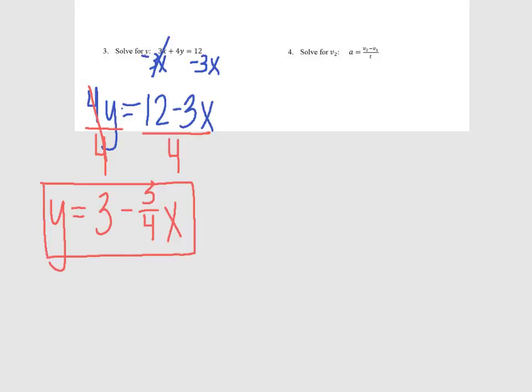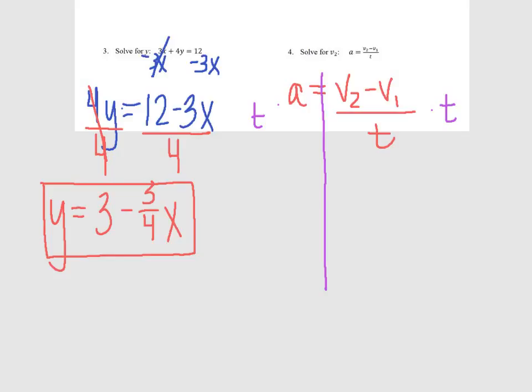Finally, I need to get v2 by itself. So here's the problem. I notice I have a divide by t first that I need to get rid of. The opposite of divide by t is times by t to both sides. My t's cancel, and I'm left with a times t equals v2 minus v1.